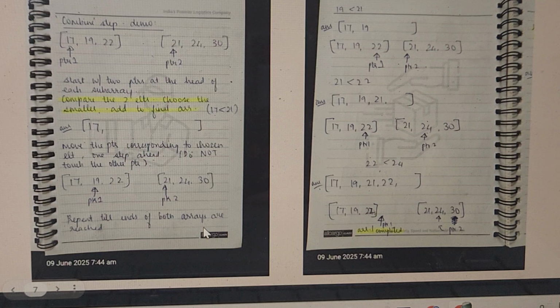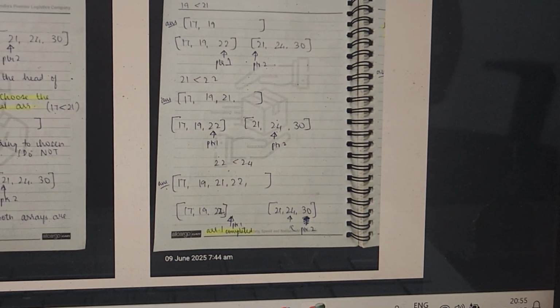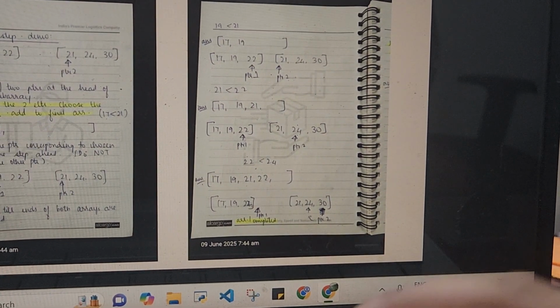So you are going to keep repeating the same step till all elements have been added to your array. At each step, you will compare the pointer 1 value and pointer 2 value. You will add the smaller number into your final answer array, and that pointer will be moved one step forward. The other pointer will remain as it is. Now we come to the second image on screen.